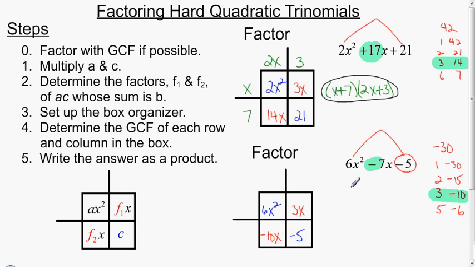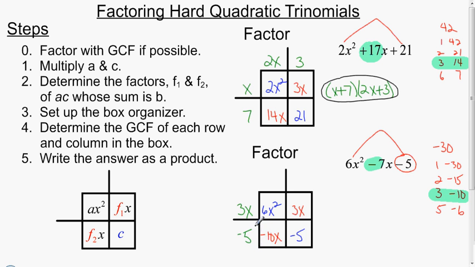So, moving on from there, I now will determine the GCF of each row and column in the box. So what's the GCF of 6x squared and 3x? That's going to be 3x. And then what is the GCF of negative 10 and negative 5? Well, because negative 10 is considered my first term and it's got a lead negative, I need to pull out that negative and say it's going to be negative 5. Just a general rule when you use the box organizer. If where you're writing is touching a negative, you will write a negative.